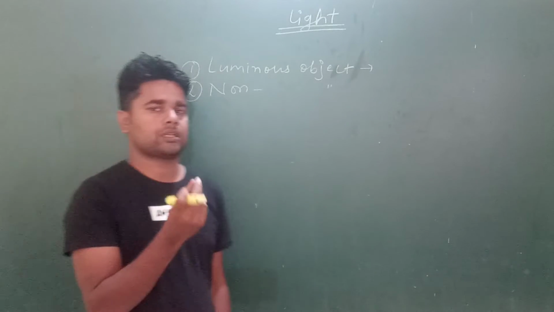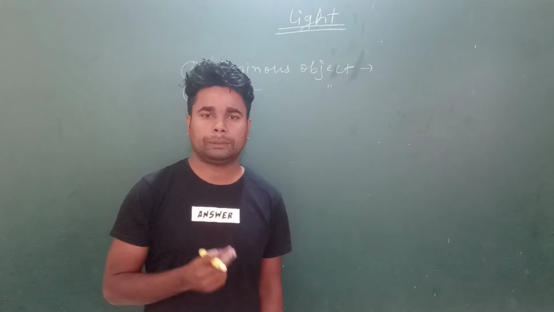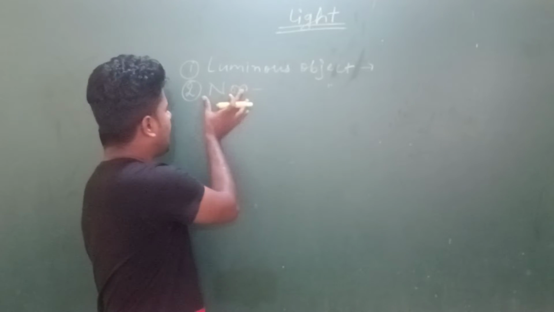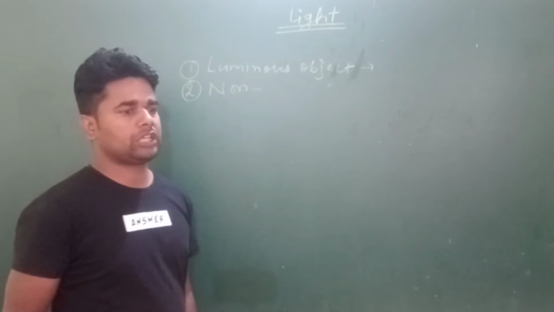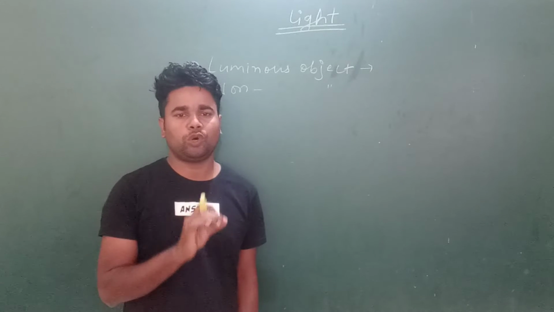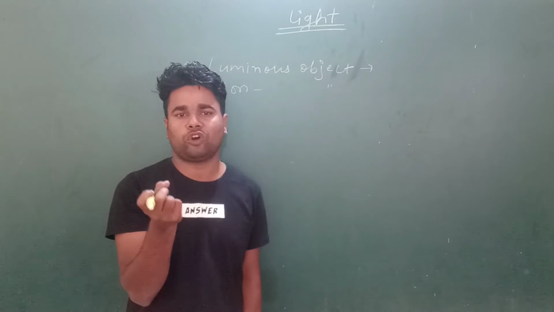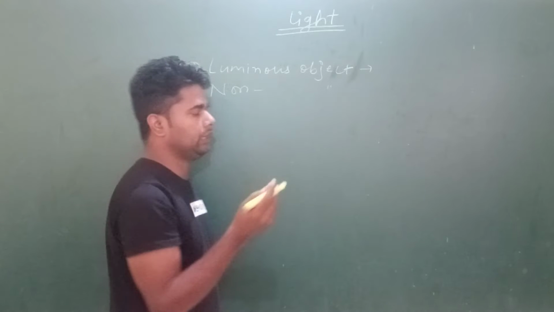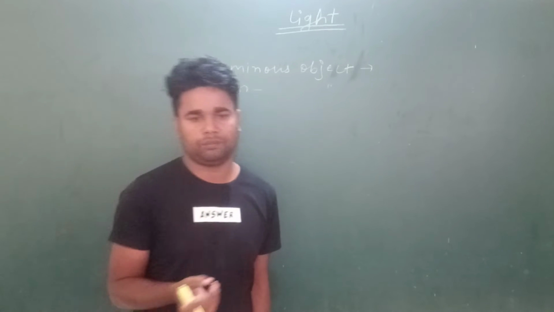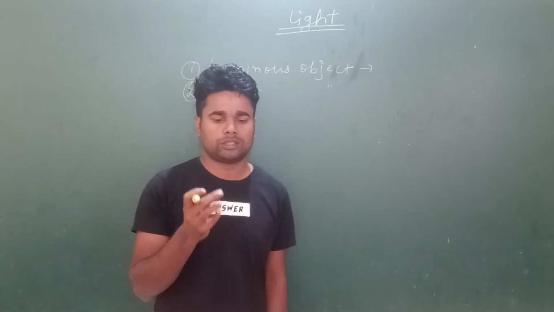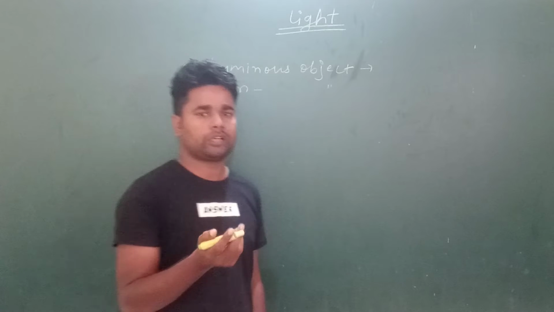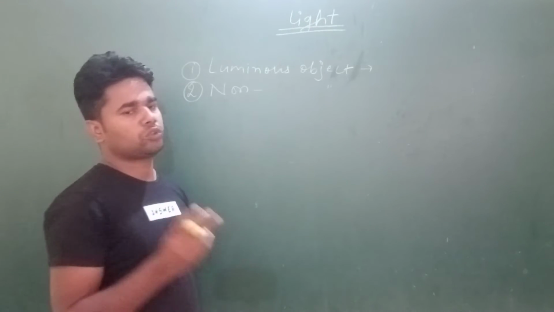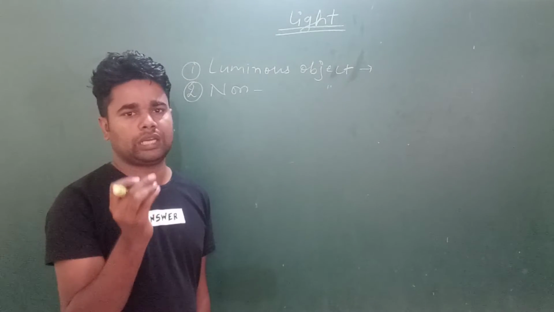For example, the sun, the bulb, the candle. This kind of object is known as luminous. And a non-luminous object means the object which cannot produce or emit light on itself. For example, the pen, the blackboard, the human beings, the mobile, the table, the chair, the chalk. These are all non-luminous objects. So we have two kinds of object according to emitting light.